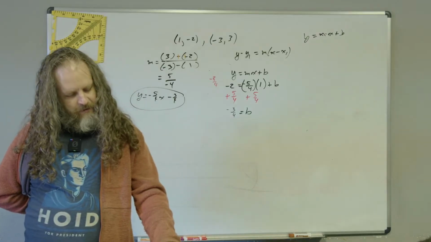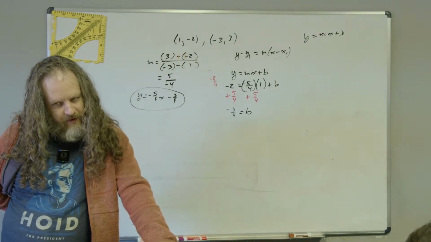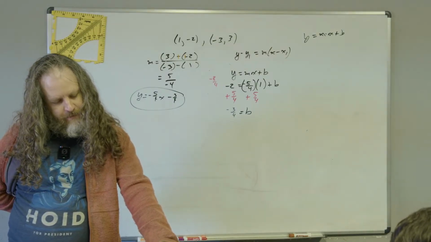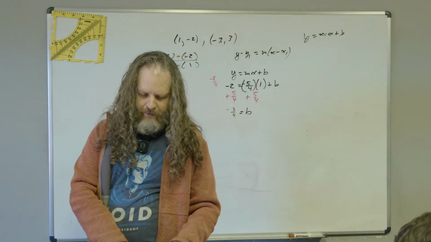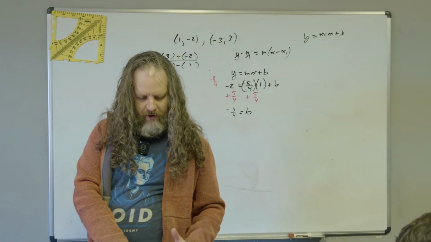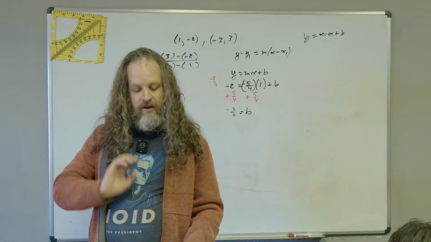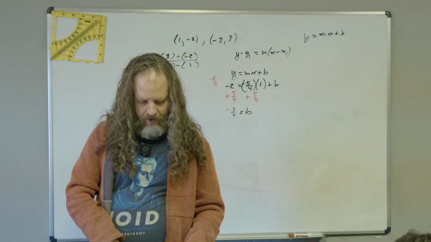38a, f of x approaches positive infinity as x approaches negative infinity. F of x approaches positive infinity as x approaches positive infinity. 38b, since the end behavior is in the same direction, it is an even degree function. 38c, the graph intersects the x-axis at no points, so there are no real zeros.